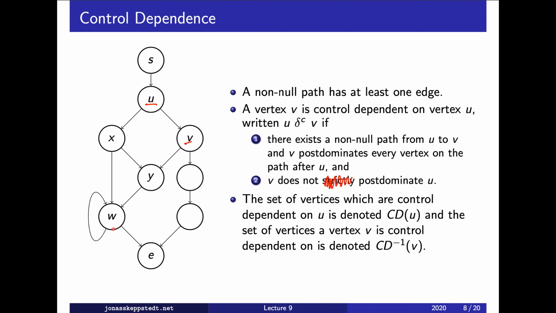W can also decide that it will be executed. Namely, if we are in W, we can decide to go back to W. And therefore, we need this strictly in the definition. Okay, so the set of vertices which are control dependent on U is denoted like this, and those which V is control dependent on is the inverse.